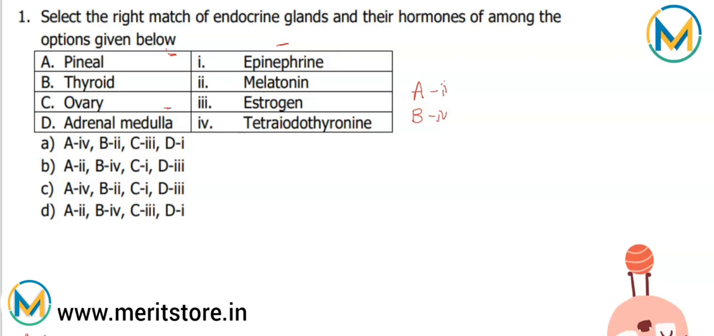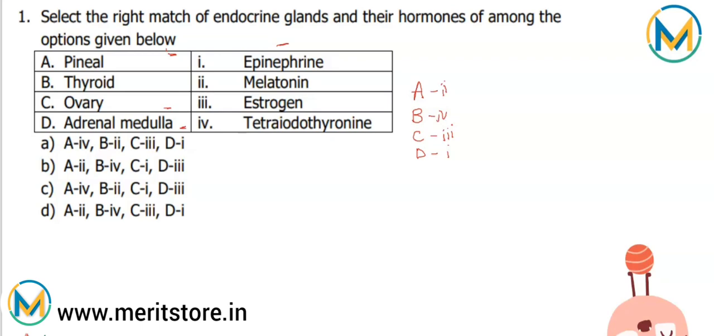Now the C, that's ovary. It releases estrogen as a hormone. This estrogen helps to develop and maintain the reproductive system and female characteristics. Then the last, D, adrenal medulla. So it releases epinephrine, which controls the fight or flight response.